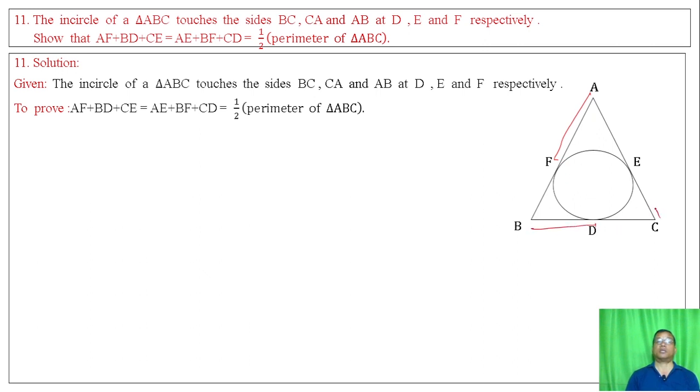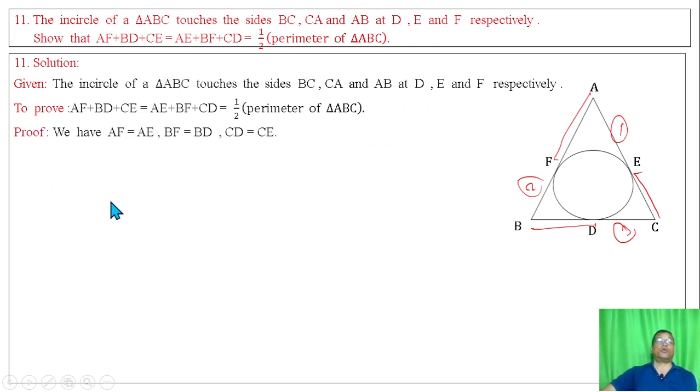Plus CE. The sum of these three is equal to the sum of these, 1, 2, 3. And it is equal to half the perimeter of triangle ABC. Proof. We have AF equal to AE. They are tangent segments drawn from an external point A to the circle.